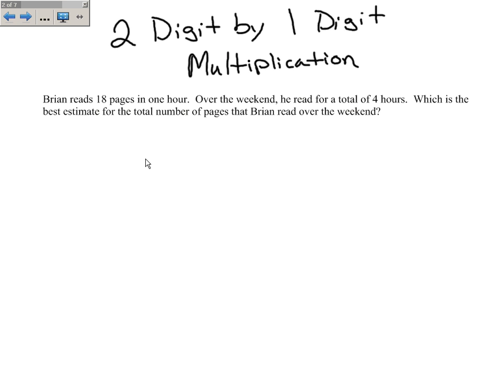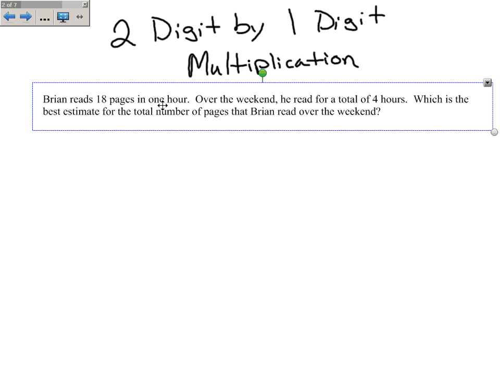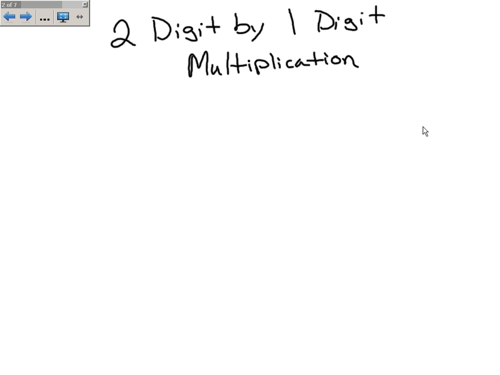All right, so today we're going to do 2-digit by 1-digit multiplication.